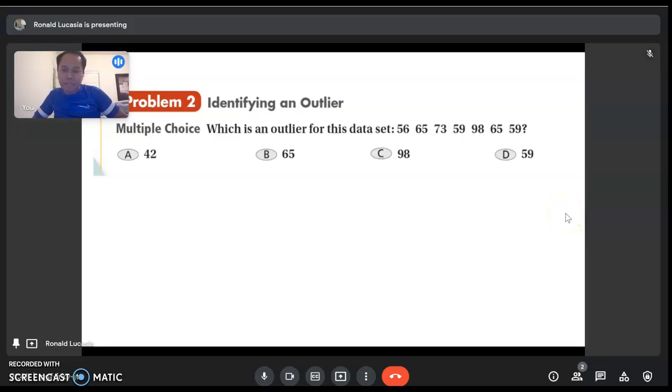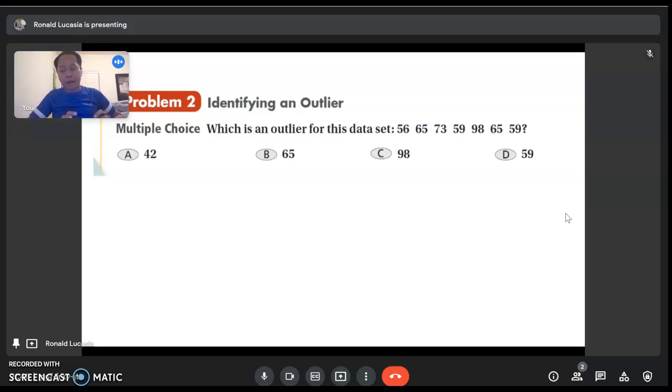The next example is identifying an outlier. So when you see outlier, it's the value that is substantially different. So what is an outlier for this data set? 56, 65, 73, 59, 98, 65, and 59.